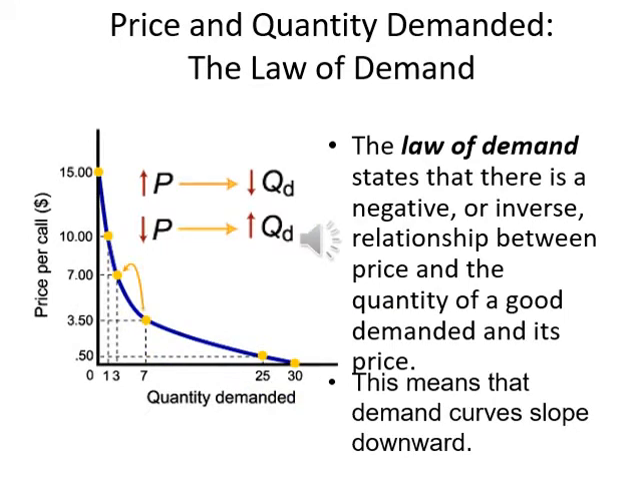The law of demand states that there is a negative, or inverse, relationship between price and the quantity of a good demanded and its price. This means that demand curves slope downward.